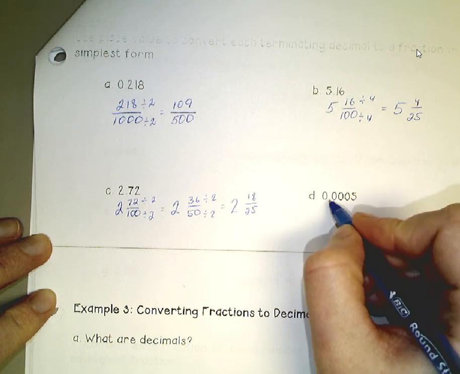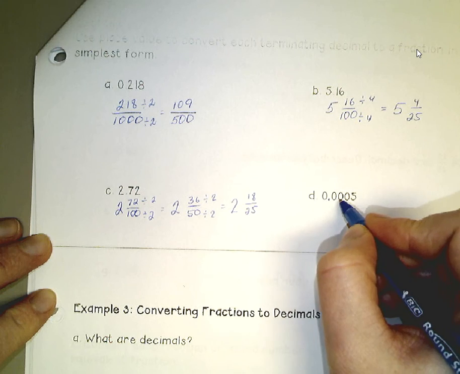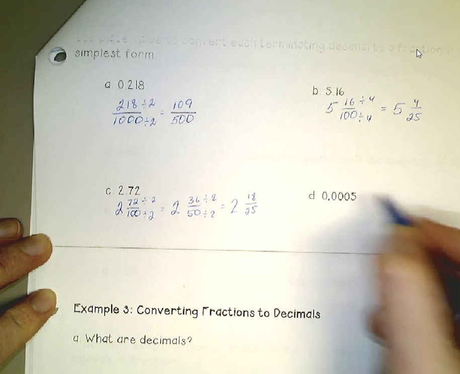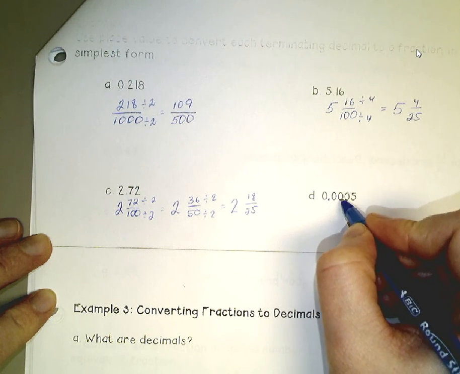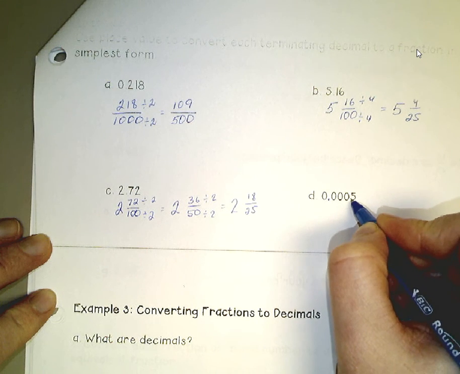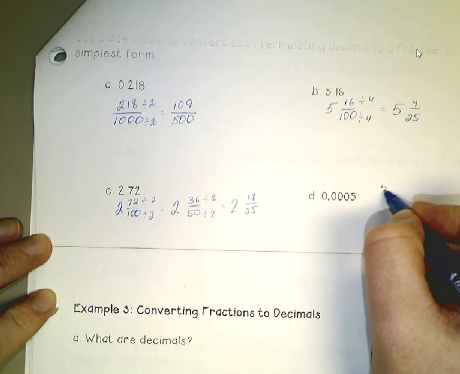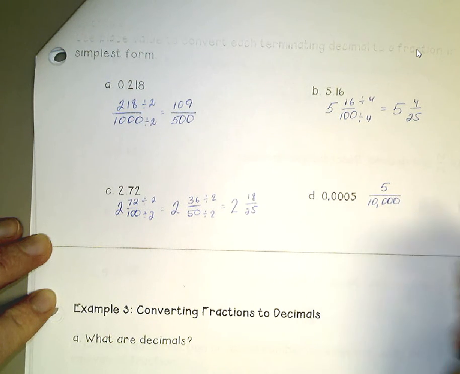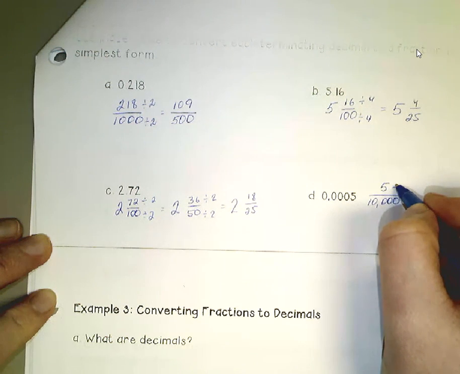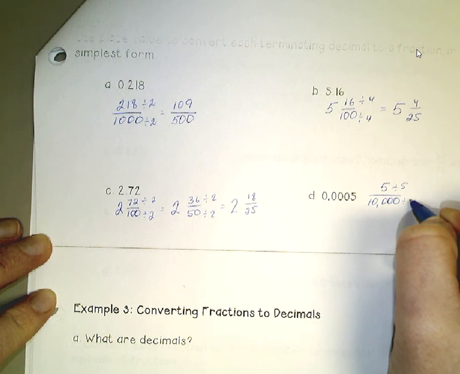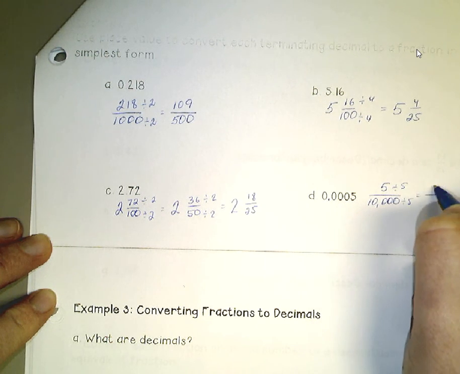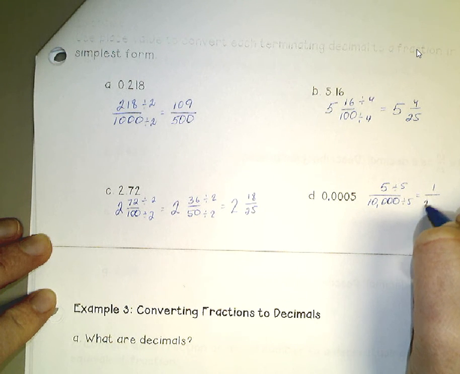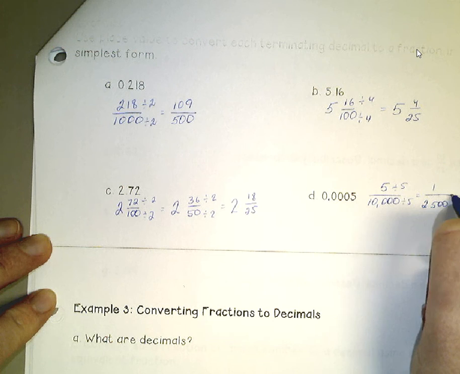All right, so now problem D, we have 5 and 30 before it. So we have tens, hundreds, thousands, 10,000s. We get 5 10,000s. And if I divide both numbers by 5, I will get 1 2,500ths.